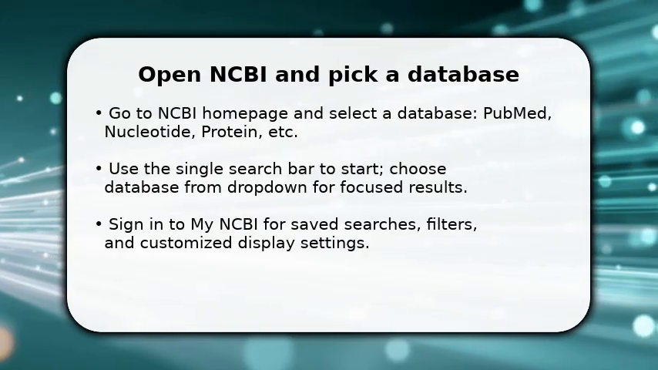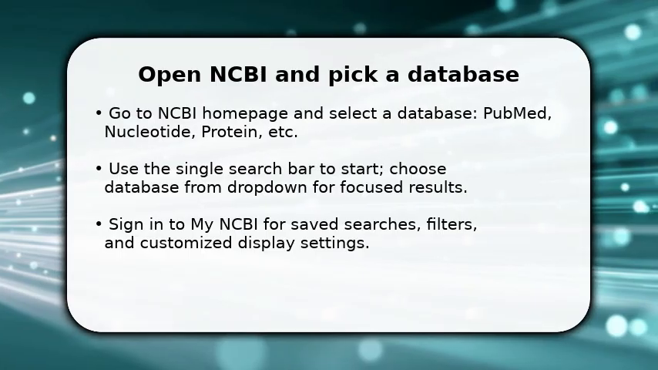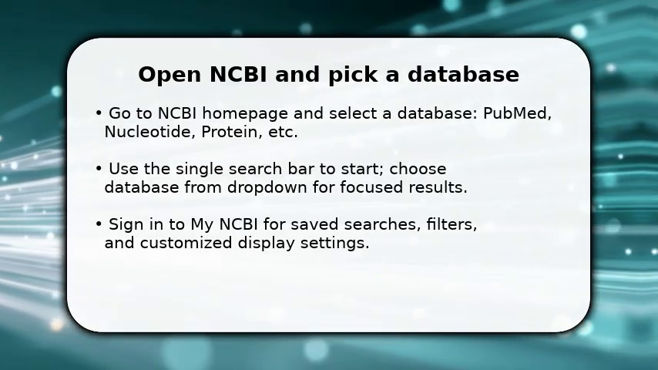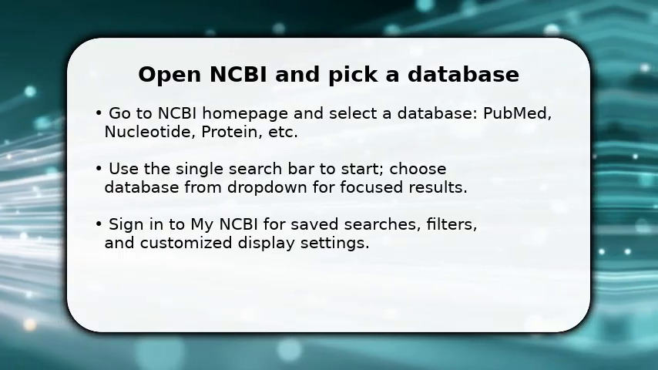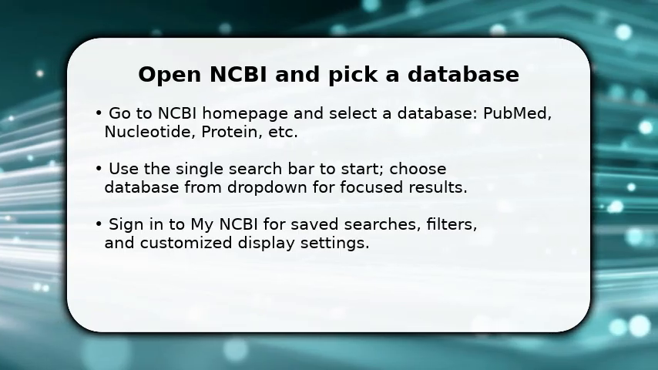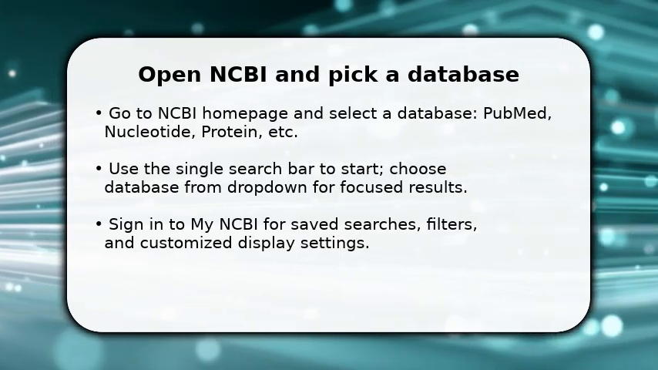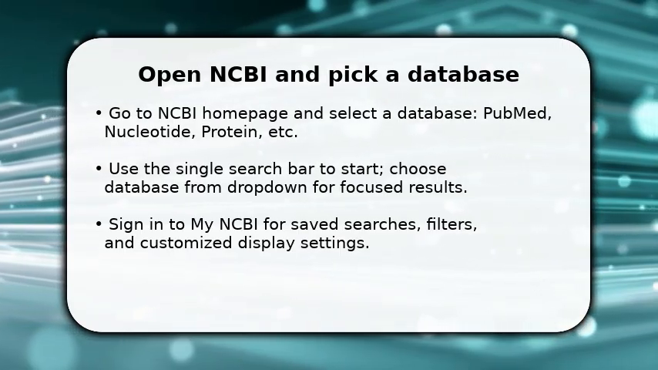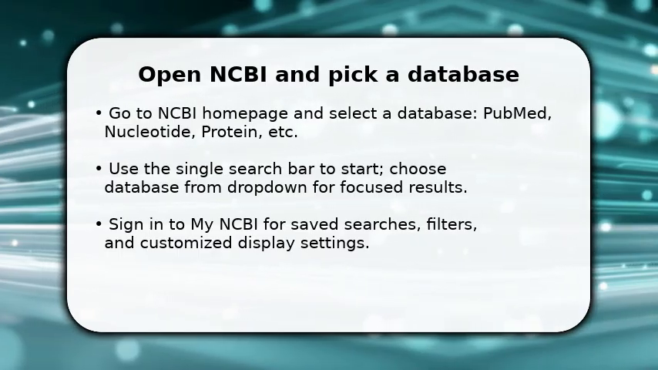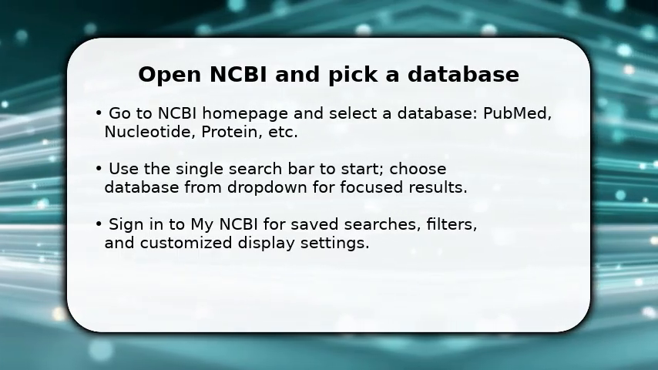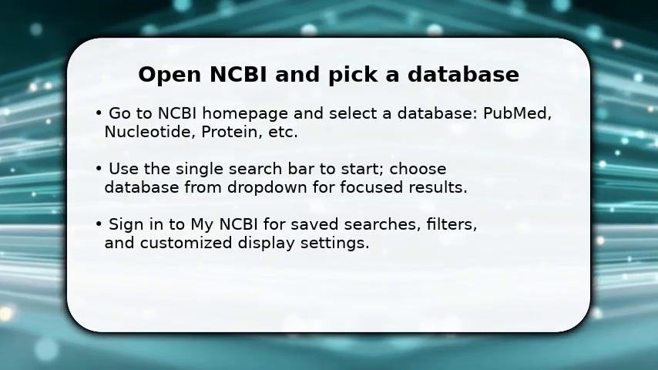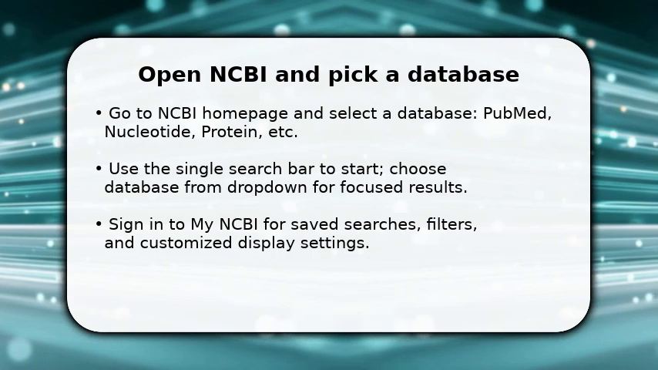You start at the NCBI homepage and immediately select the most relevant database. This narrows noise and speeds retrieval. Once you choose PubMed or Nucleotide, enter concise keywords or gene symbols. Use quotes for exact phrases and Boolean operators like AND, OR, NOT to combine concepts. Make sure to sign into My NCBI now so you can save searches and set alerts. This early choice shapes everything that follows, so pick the database that matches your data type.